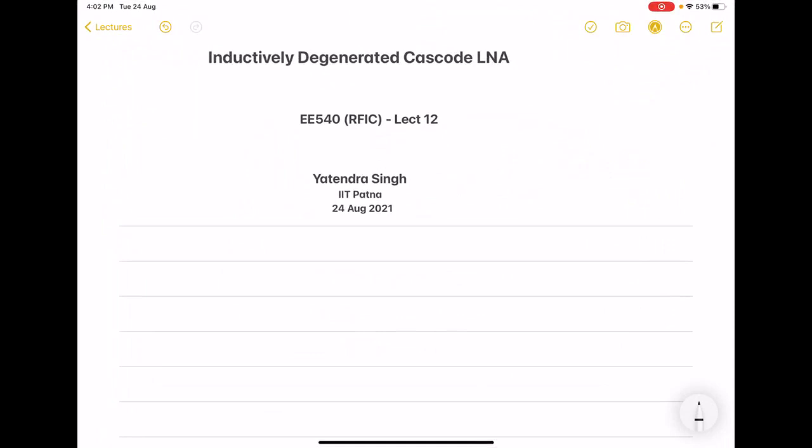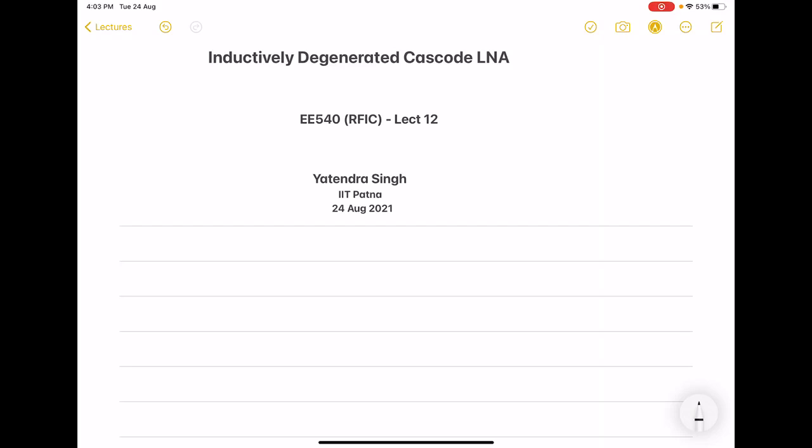Up till now, we studied single MOS based LNAs. In this lecture and in the subsequent one, we will study multiple MOS based LNAs. So here we are going to study the Cascode LNA.